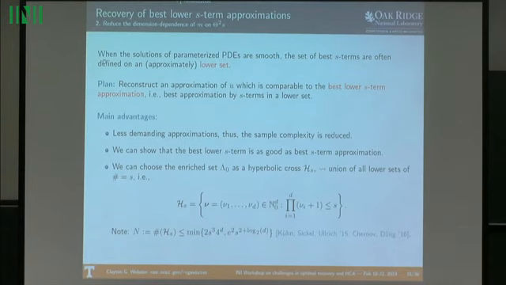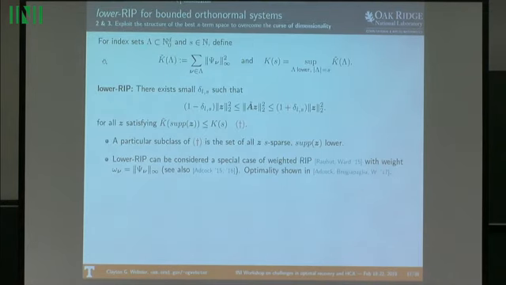The reason for this is that you get less demanding approximation schemes, of course. You can show that they're about equivalent, and then you can choose the enriched set to be a hyperbolic cross, because the union of all lower sets is a hyperbolic cross, and then we can exploit estimates that have previously existed on counting the cardinality of these sets. Okay, put this in context though.